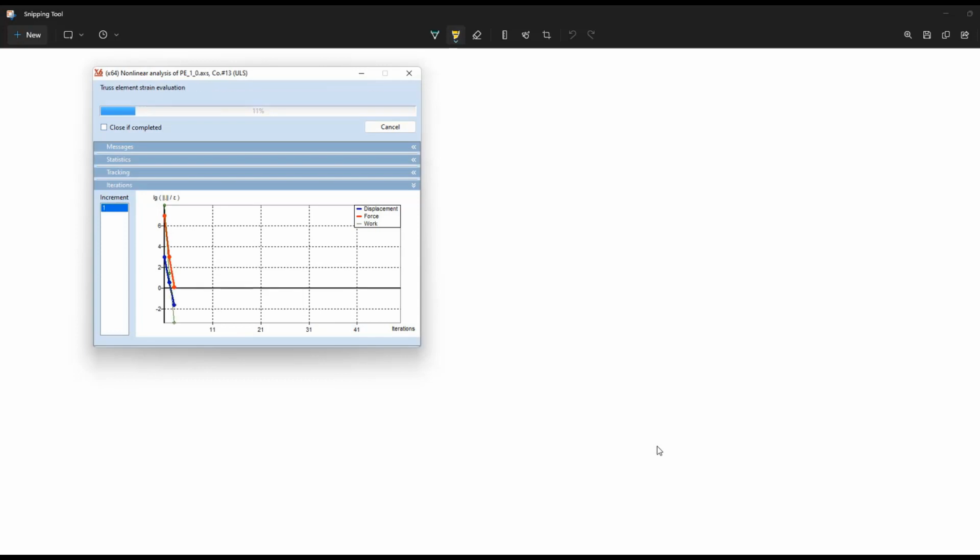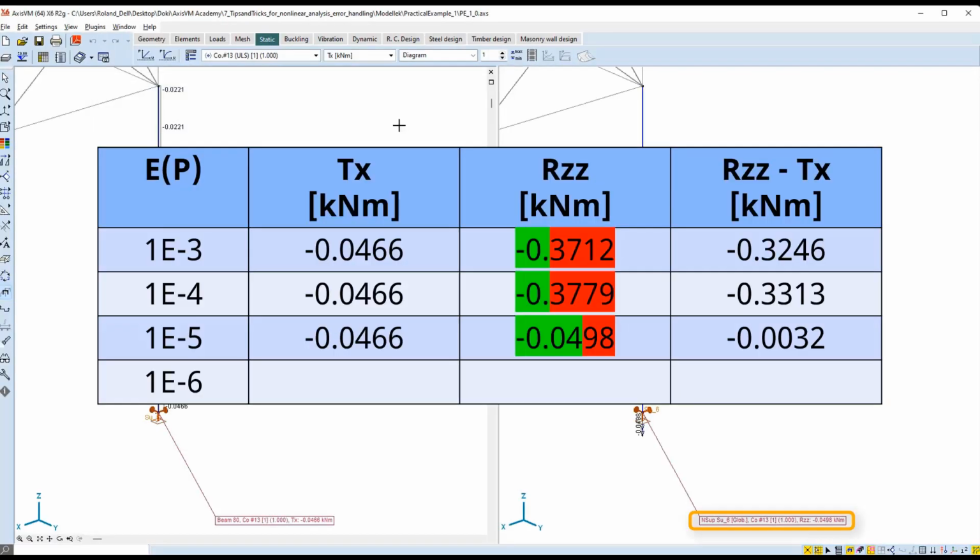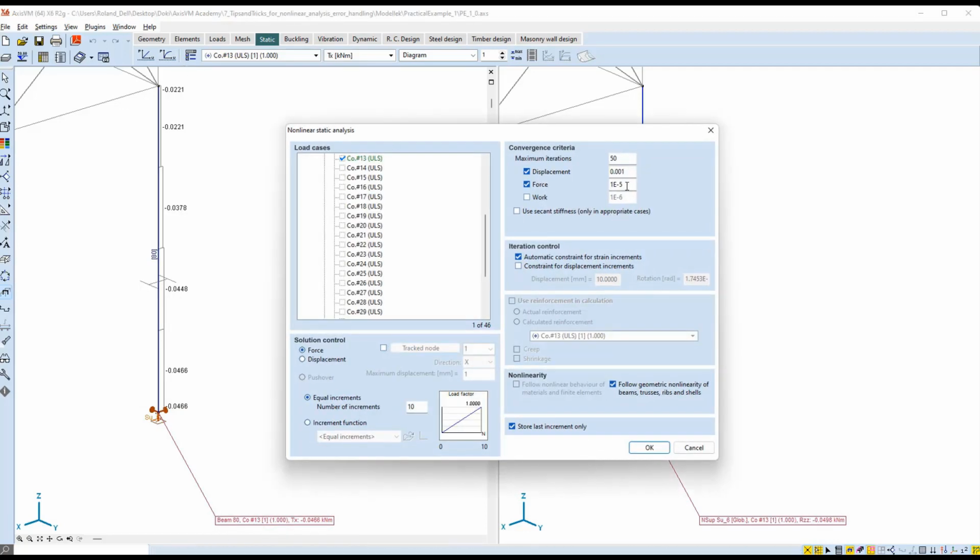With this tightening, the support moment has decreased a lot, to minus 0.049 kN. Now it is the same order of magnitude as the beam torsional moment, but only the first significant digits are equal. Let's try with a limit value of 10 power minus 6.